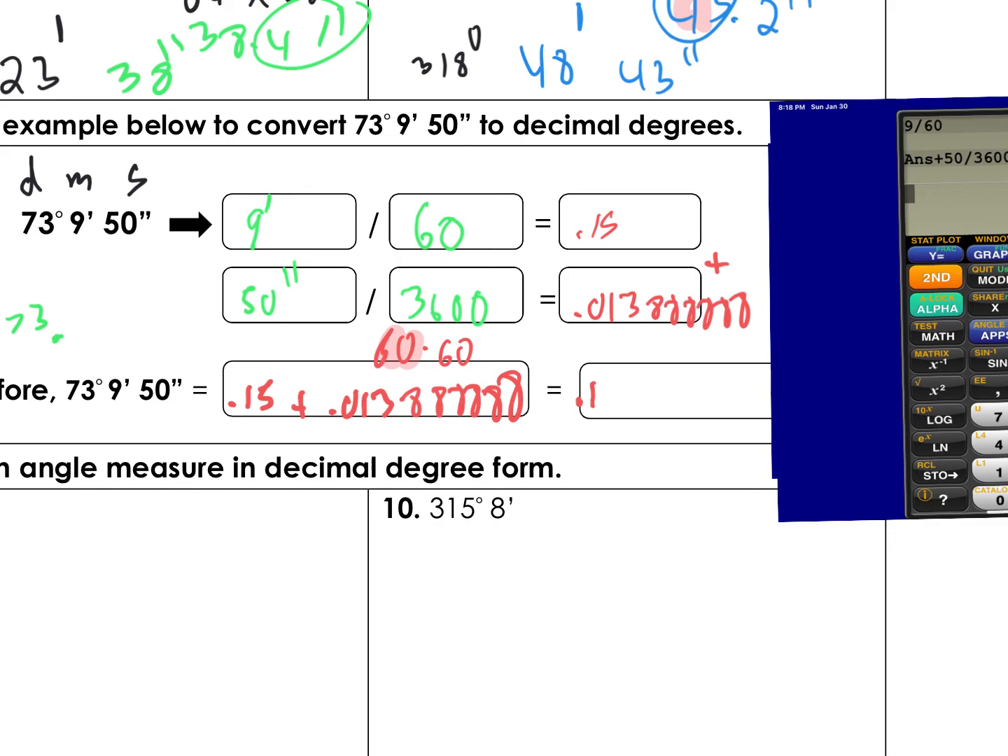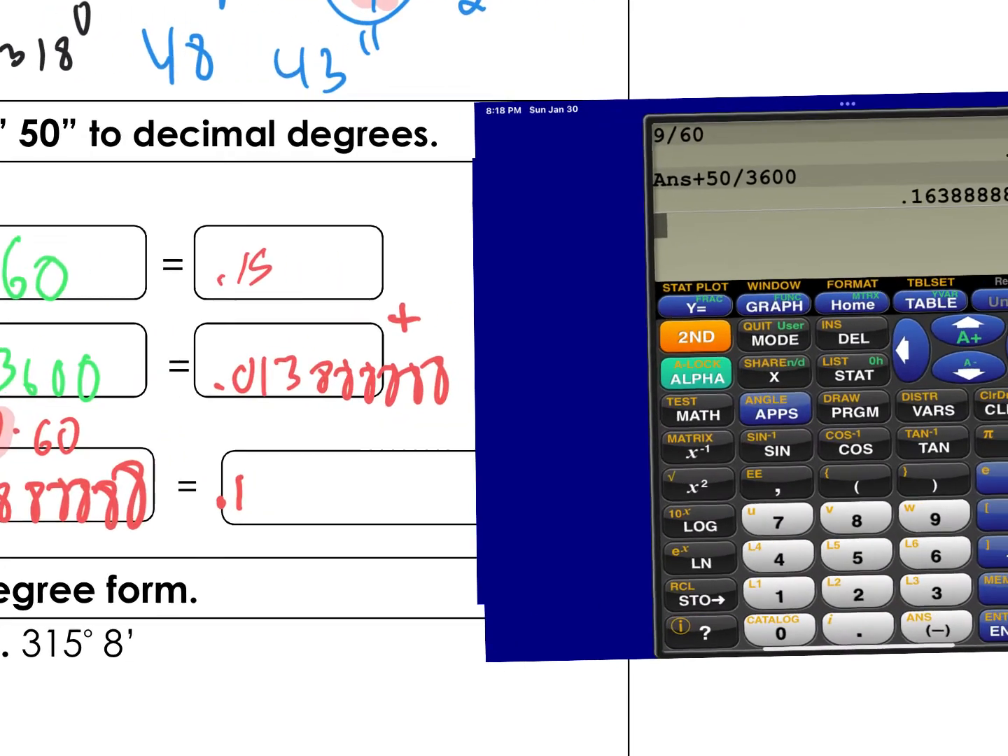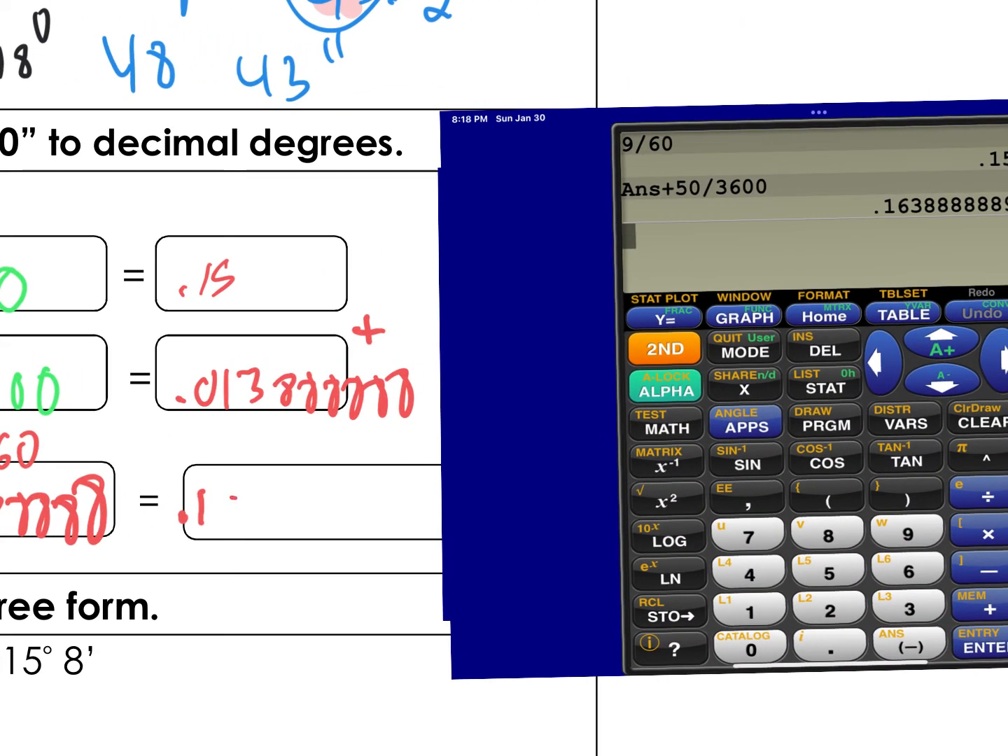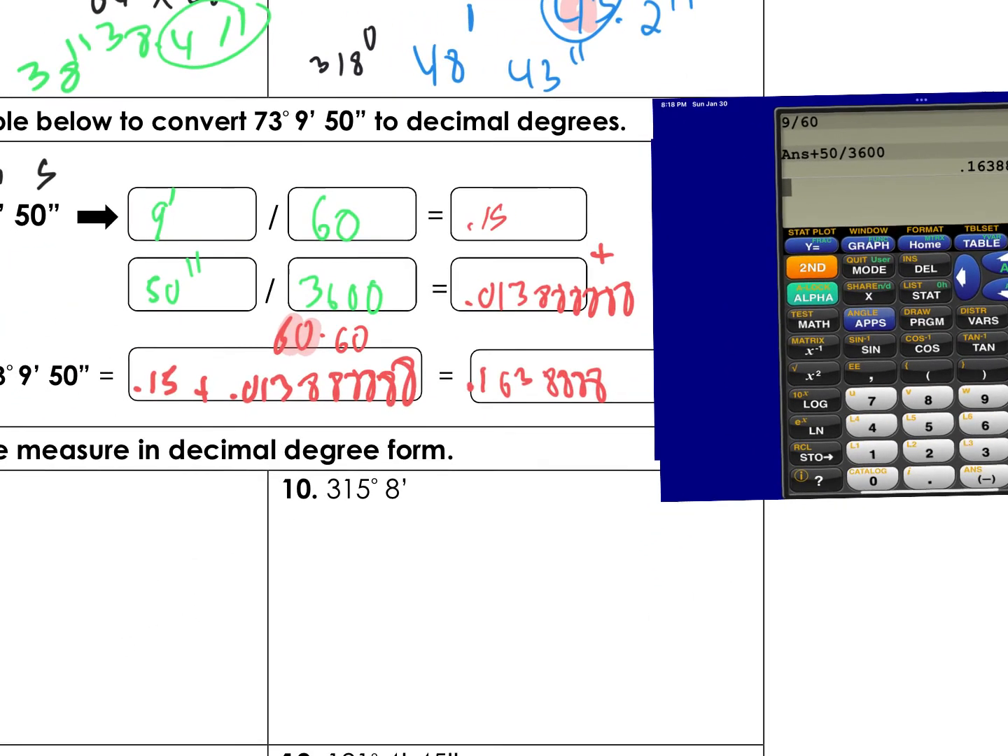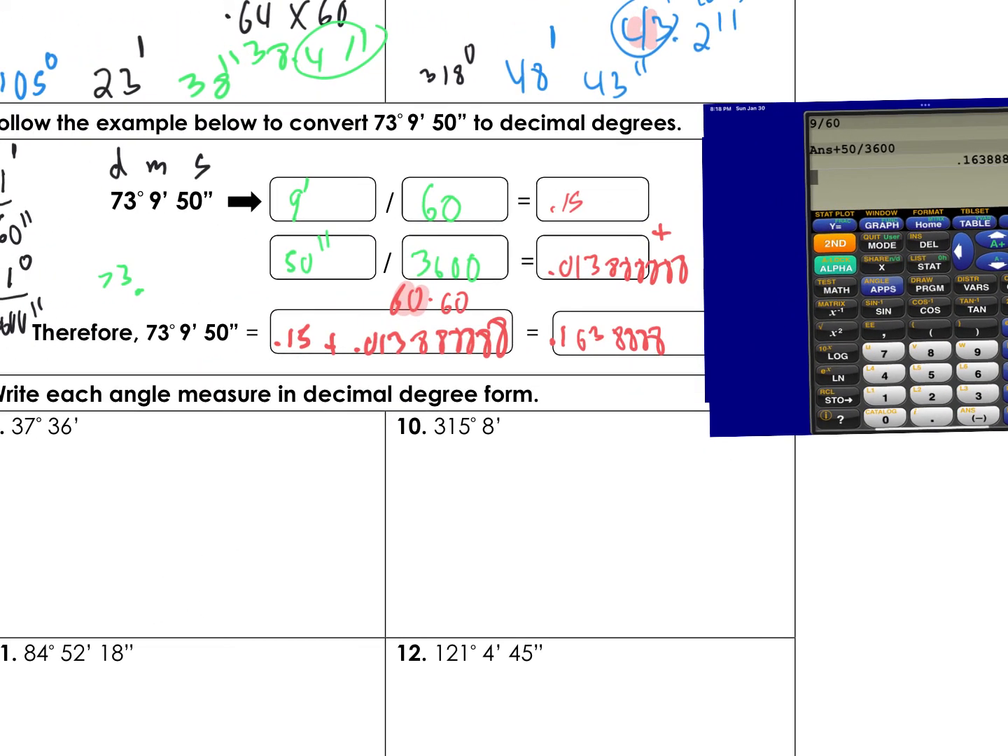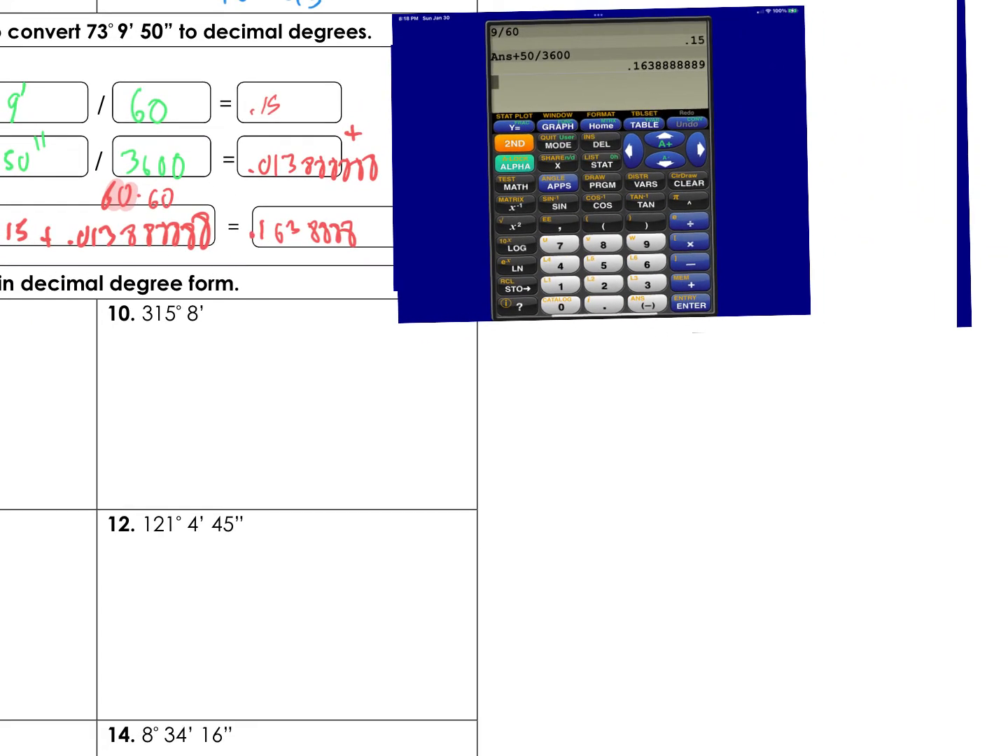What did I just say? 0.163, right? 0.163 with eights forever. Probably you could keep 4 or 5 decimals and be good enough. And go ahead and take, if you want to check the answer.